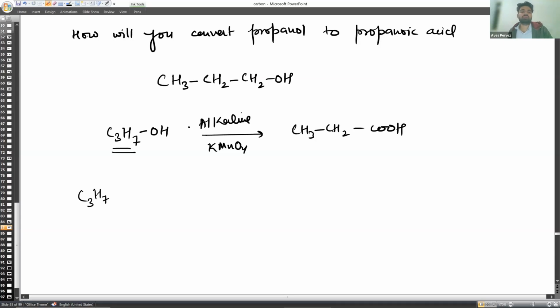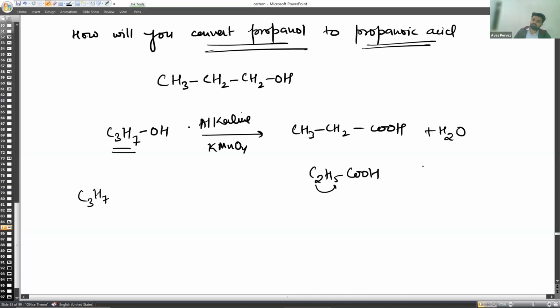Most of the students commit a mistake here and write it like C3H7COH. This will be considered wrong. Why? Because this is 3 carbon and there is 1 carbon of the functional group, so you are adding 4 carbon here. You can write C2H5 and then COOH. Don't write C3H7 then COOH, then it will become butanoic acid. So this is how you convert propanol to propanoic acid. Got it?